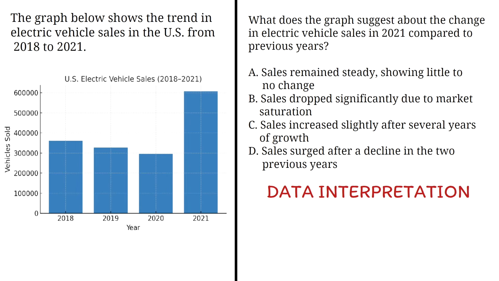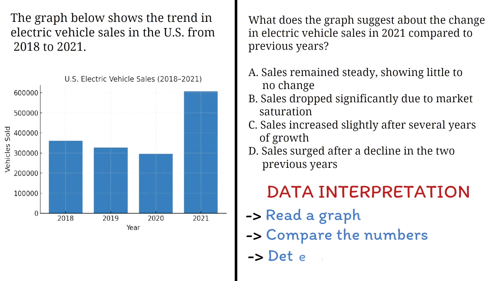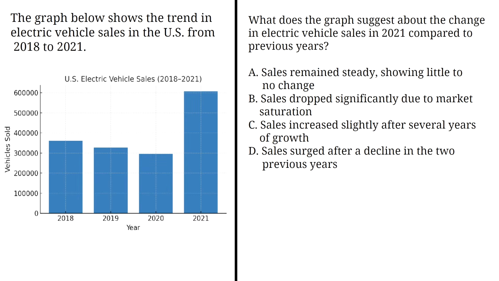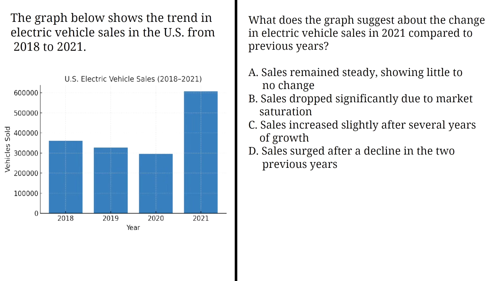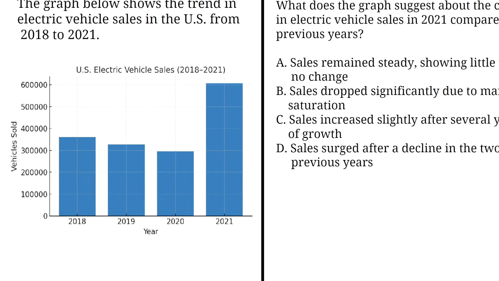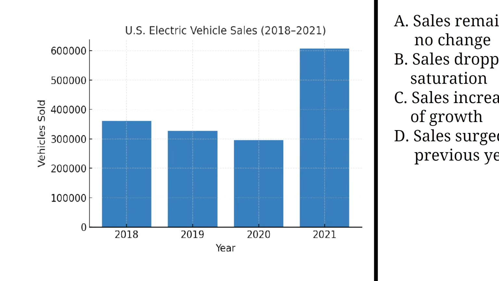Here, you'll be asked to read a graph, compare the numbers, and figure out what the trend shows using logic and real data. To answer this question, we need to read the graph, compare the numbers across the years, and notice how they change over time. So let's go to the graph and find the number of electric vehicles sold in each year.